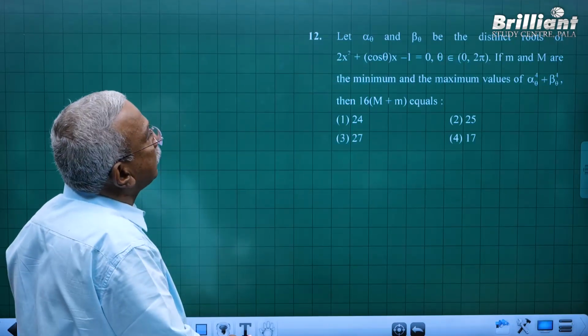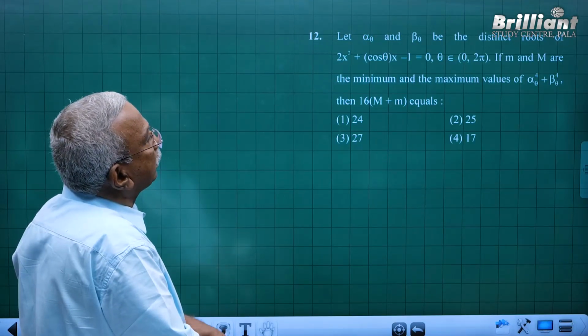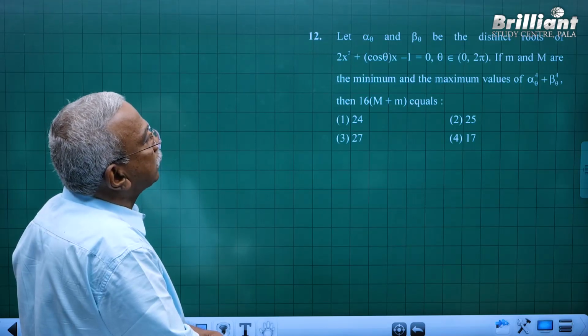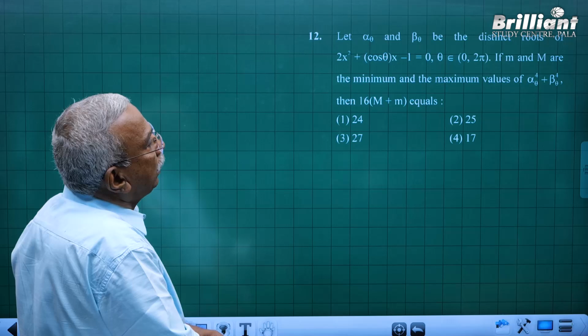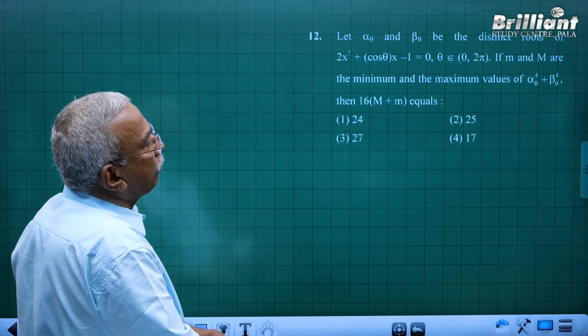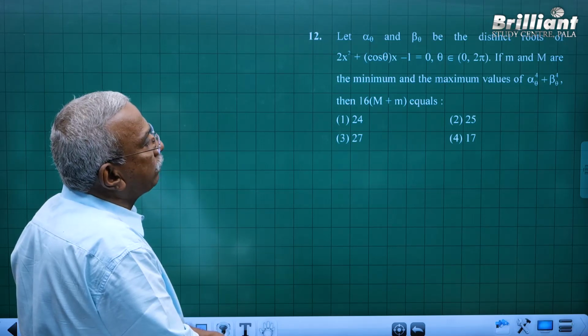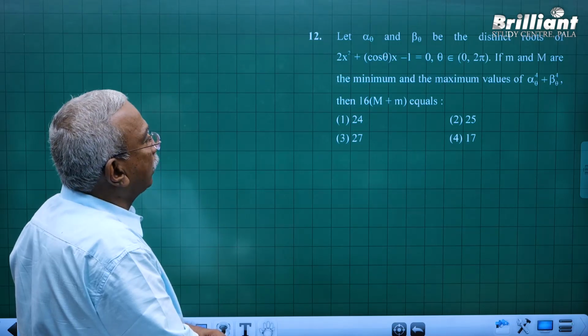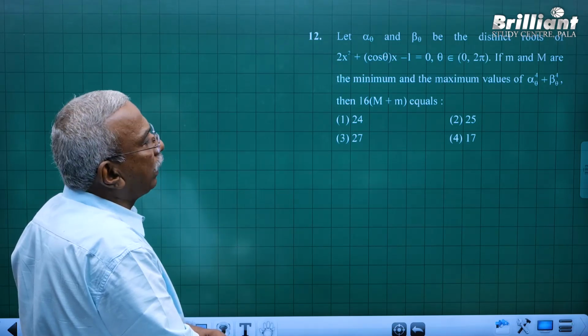Now question number 12. Let alpha theta and beta theta be the distinct roots of the equation 2x square plus cos theta x minus 1, where theta belongs to 0, 2 pi. If m and capital M are the minimum and maximum values of alpha raised to 4 plus beta raised to 4, then what is the value of 16 times M plus m?